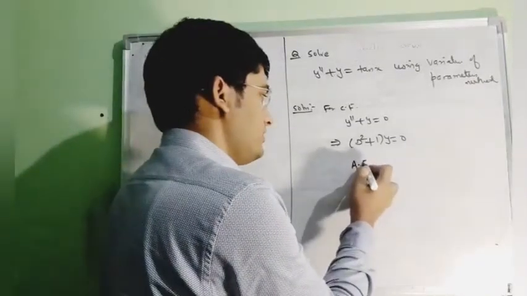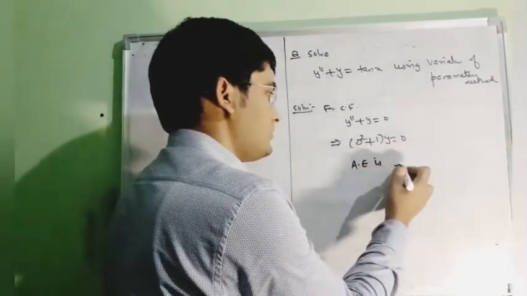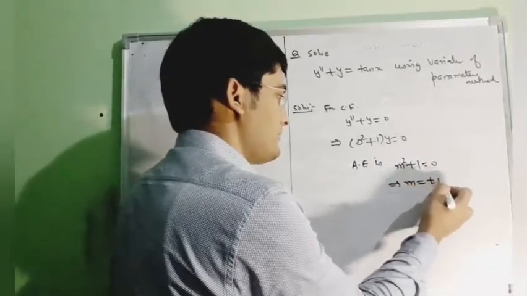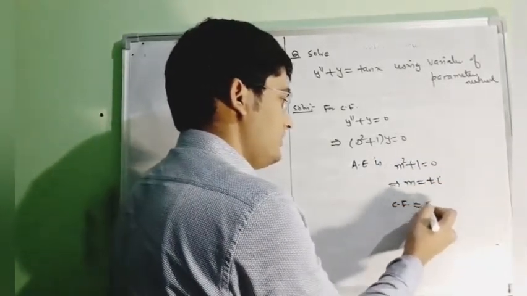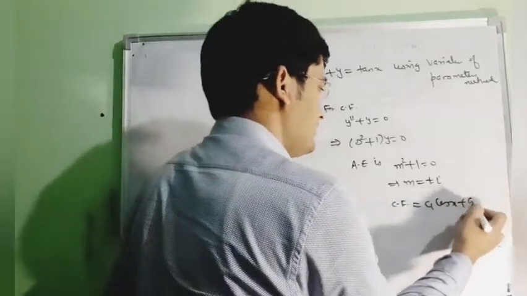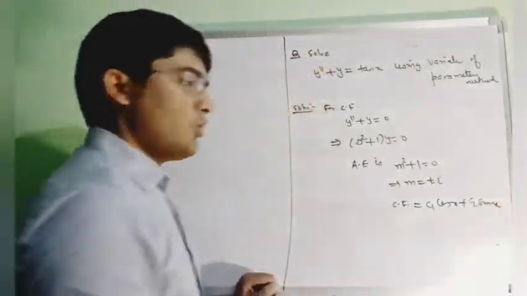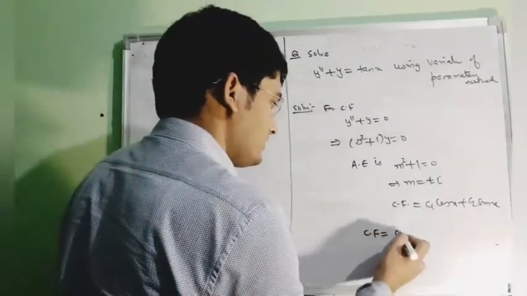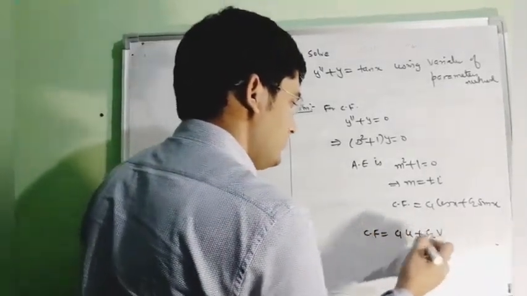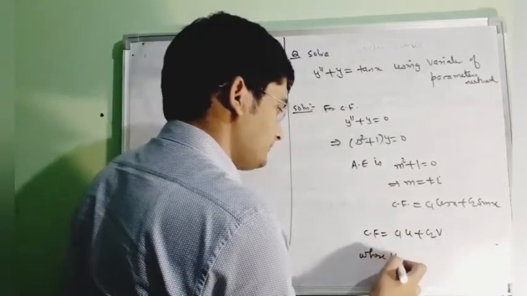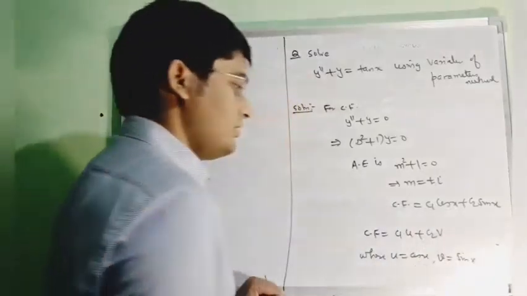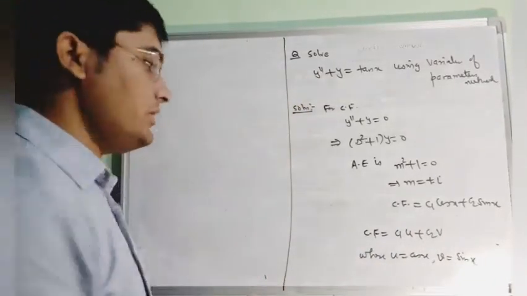If we replace D by m, then your auxiliary equation is m square plus 1 equal to 0. So we have roots as plus minus i. So your complementary function will be c1 cos x plus c2 sin x. Let us assume cos x as u and sin x as v. So your CF will be c1 into u plus c2 into v, where u is cos x and v is sin x.